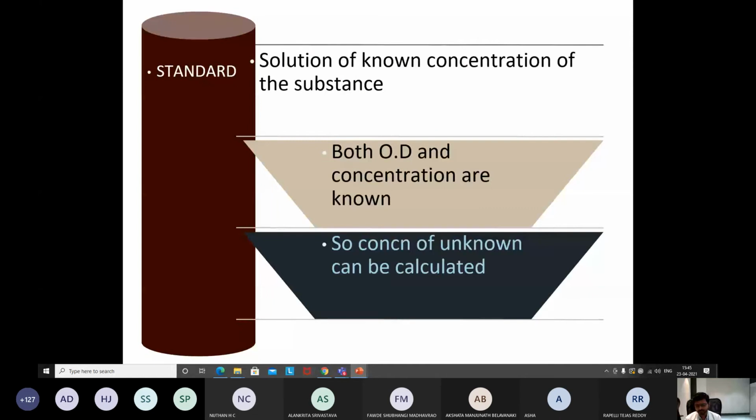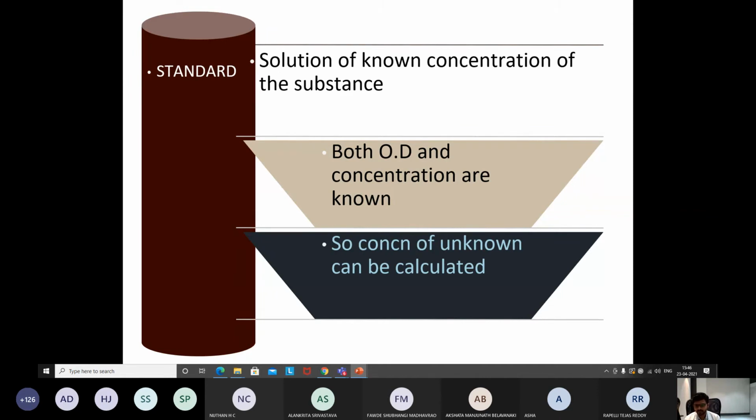So what is a standard? A standard is a solution of known concentration of the substance. We will take a series of standards. We know the concentration of that particular substance in those solutions, and we can clearly see the color intensity differences. At low concentration, color intensity will be very low, and at high concentration, color intensity will be very high. So these known concentration solutions we will use as the standards. Both OD and concentrations are known. OD is optical density, or what we call absorbance.